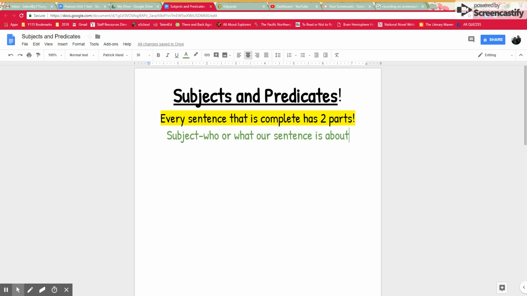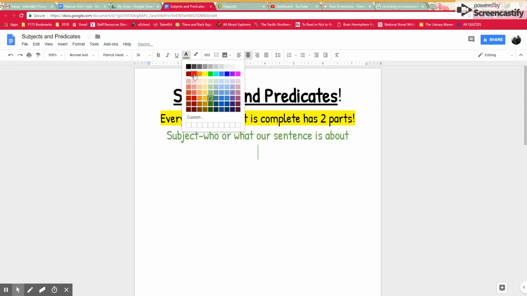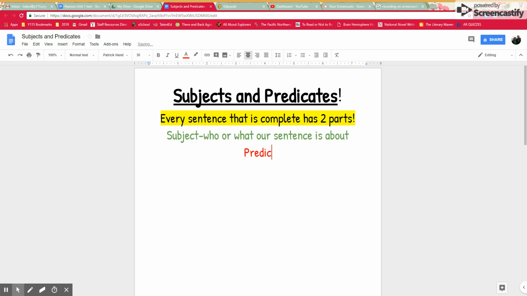The second half of a sentence is going to be called the predicate. The predicate we'll make that red. A predicate contains the action or the verb. So really it tells us something about the subject.